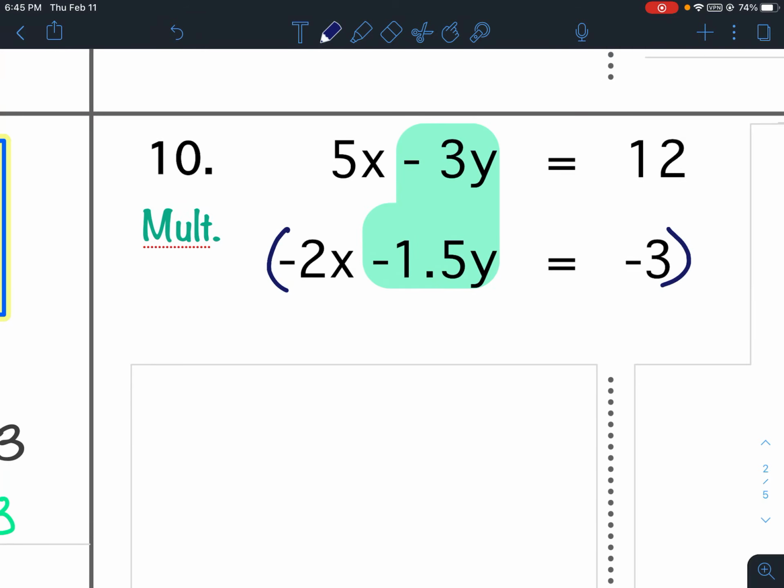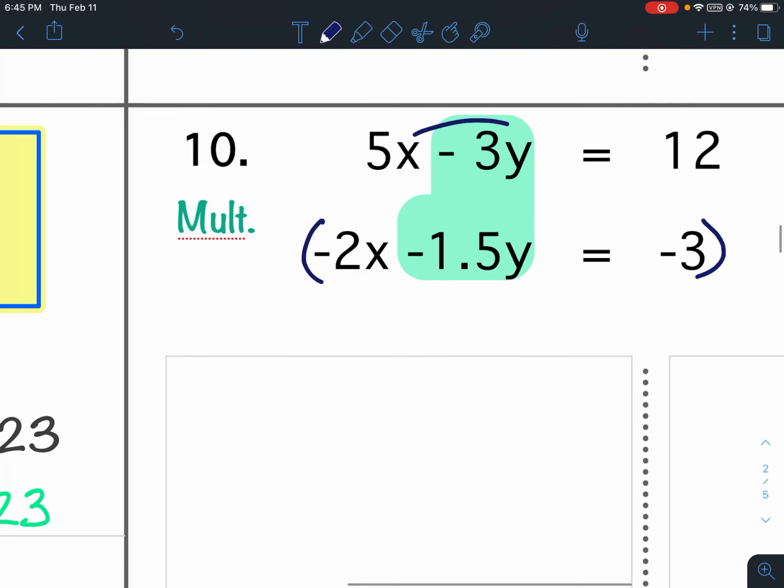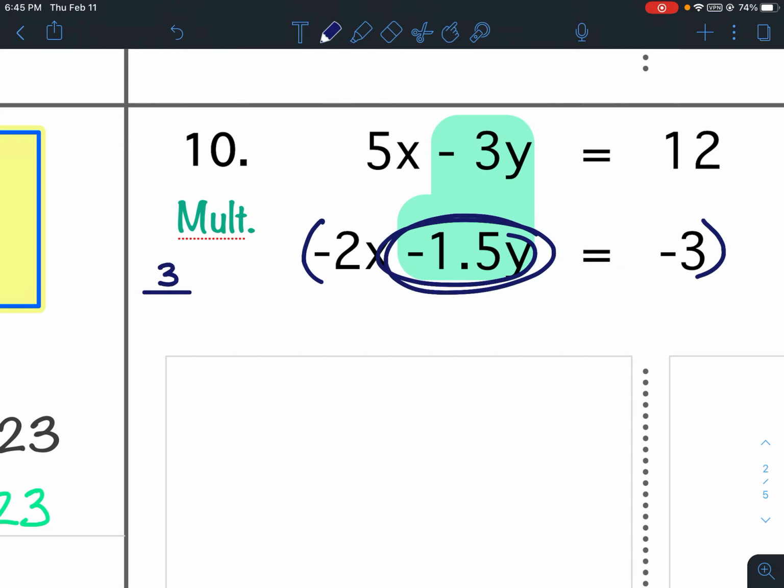What do I multiply by? Well, I take the opposite of the larger number. The larger number is negative 3, so I need a positive 3. And I divide by the smaller number. The smaller number is negative 1.5. 3 divided by negative 1.5 is negative 2. So I'm going to be multiplying this bottom equation by negative 2.